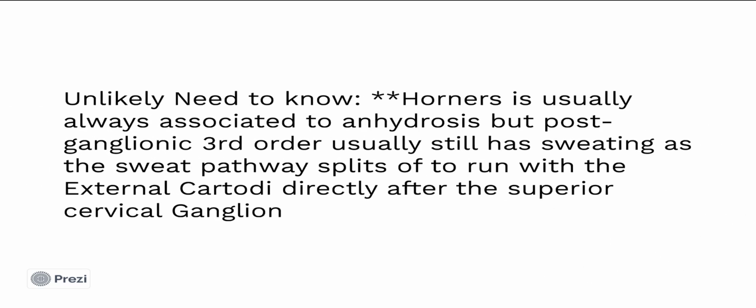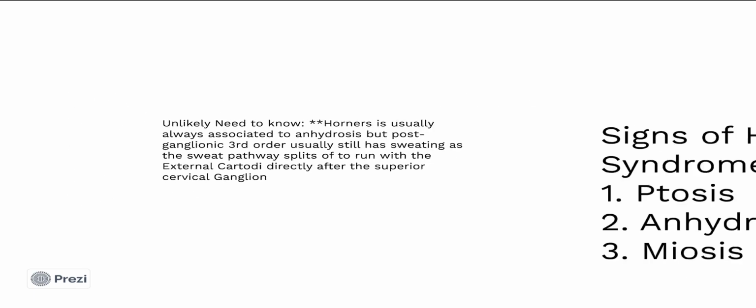Now, one thing I do not think will be on boards, but it's a unique thing to think about, is that everyone always thinks of all three of these associated with PAM: ptosis, anhydrosis, and miosis. Anhydrosis means lack of sweat. Technically, a third order neuron lesion may not have the anhydrosis because of the split after the superior cervical ganglion: the sweat glands run down through the mandible and they don't go up the side of the face. So that is just kind of a unique tip there.